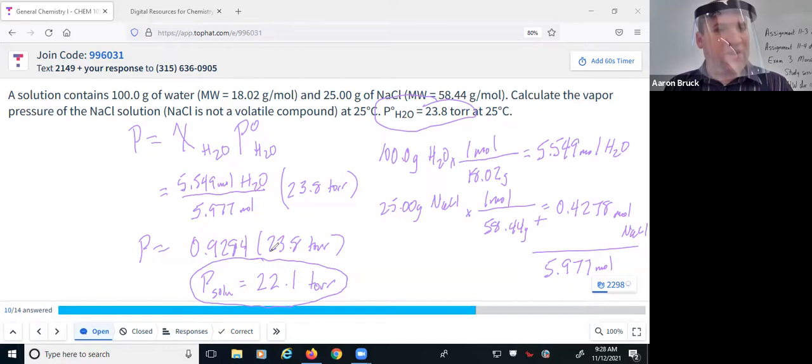So any questions with this particular example before we move off of vapor pressure and into freezing and boiling?